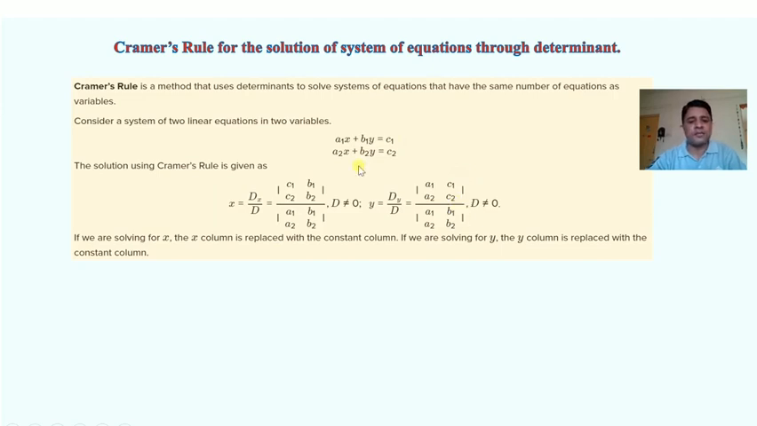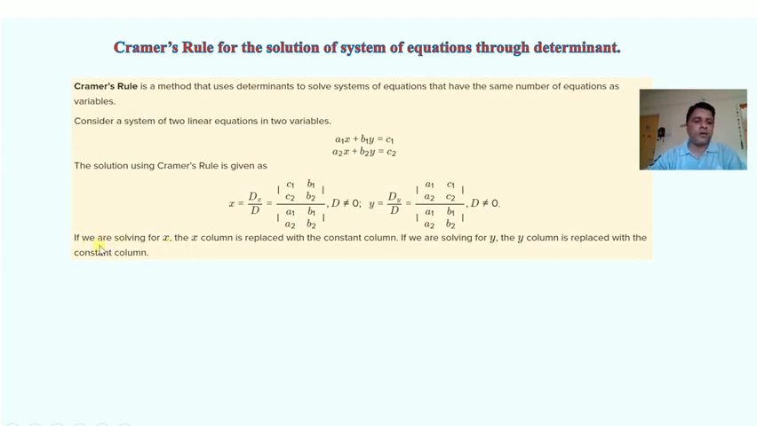And then when we find all these determinants d, dx, dy, dz and so on, then simply dx upon d, dy upon d, dz upon d, and so on, will be the value of x, value of y, value of z, and that's all. So this method is known as Cramer's rule for the solution of a system of equations.